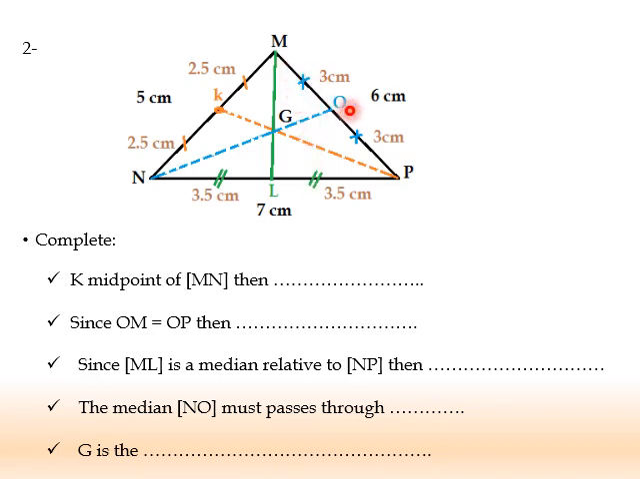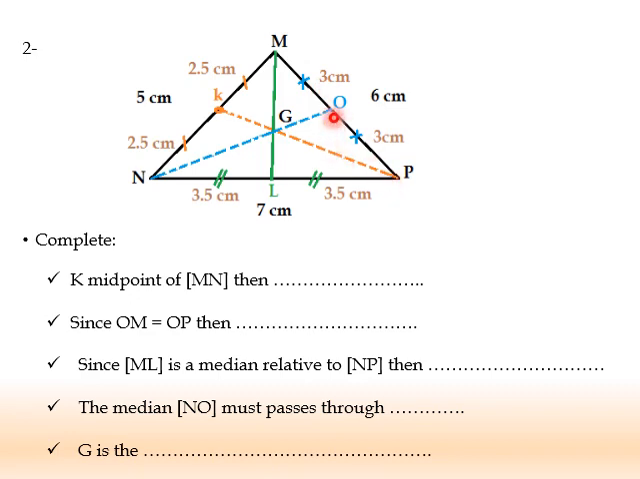Again, MO equals OP equals 3 centimeters. You have to notice that when I put the same sign on two sides, it means they are equal. And since the sign here on OP is different from the sign written on LP, can I say that OP and LP are equal? No, because they have different signs. Here we have MO equals OP, and M, O, and P are collinear, so O is the midpoint of MP, and NO is a median relative to MP.